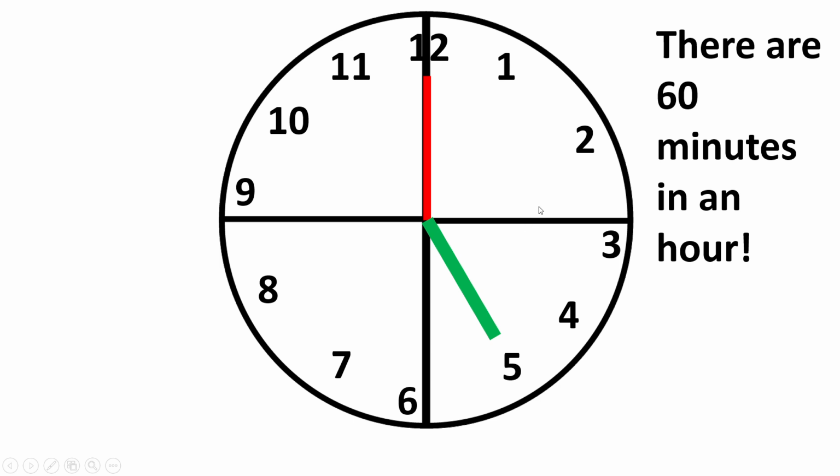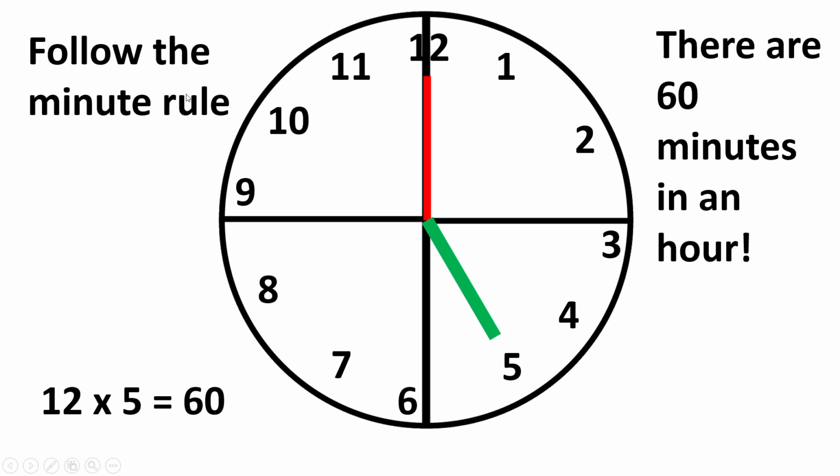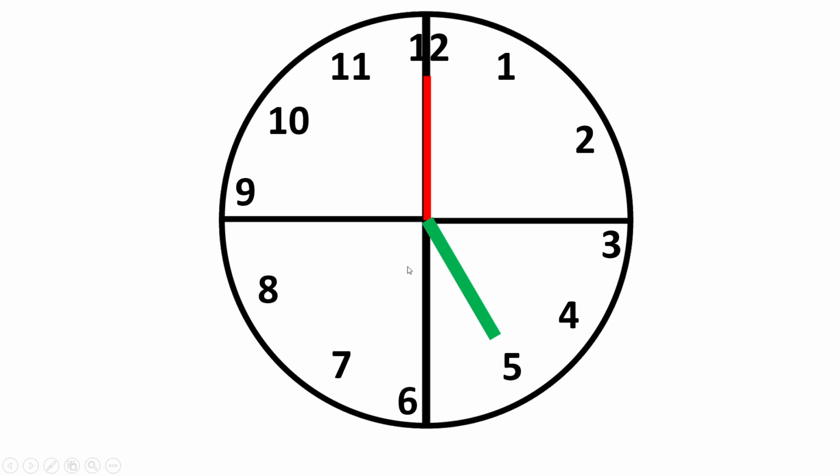The first fact that we need to know before we start is that there are 60 minutes in an hour. We know this because we follow the minute rule, which is we multiply whatever number the minute hand is on by 5. We can see that the biggest number that is on the clock is 12, and if we do 12 multiplied by 5 we get 60. So we know that there are 60 minutes in an hour.